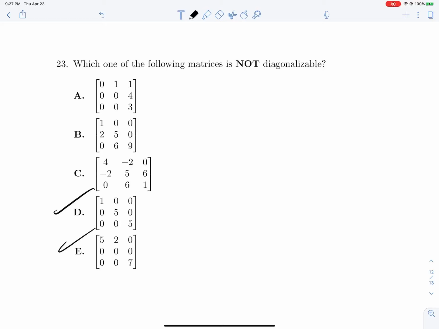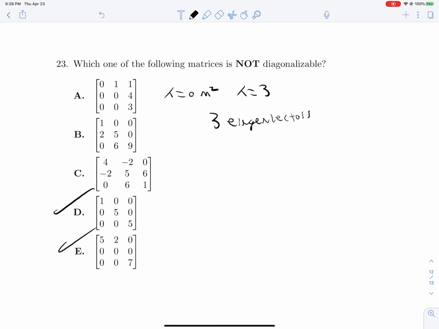And alarm bells should already be going off, seeing that we have an eigenvalue with a multiplicity of 2 here, because these elements along the main diagonal, if we have an upper triangular matrix, which we do here, are the eigenvalues. So we have lambda equals 0 with a multiplicity of 2, and lambda equals 3. So in order to be diagonalizable, we need 3 eigenvectors.